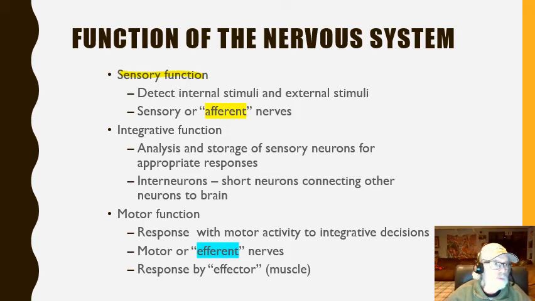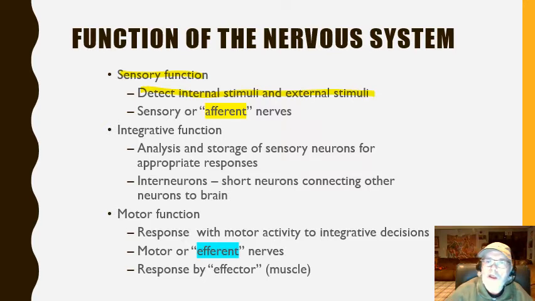In an earlier presentation, we talked about something called homeostasis, which will come up in just a second. The body needs to know what's right and what's wrong, and the only way it knows is by being able to detect these internal and external stimuli. If something goes a little bit off the tracks, the nervous system can identify that. This is what we call sensory function, being able to detect internal and external stimuli.